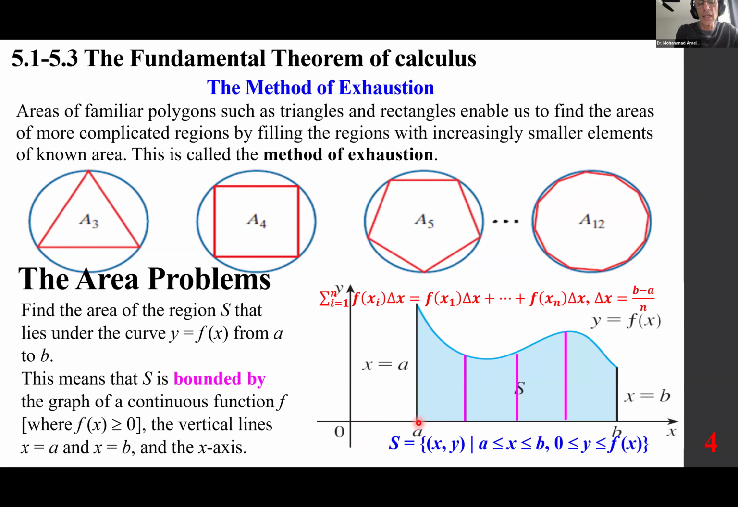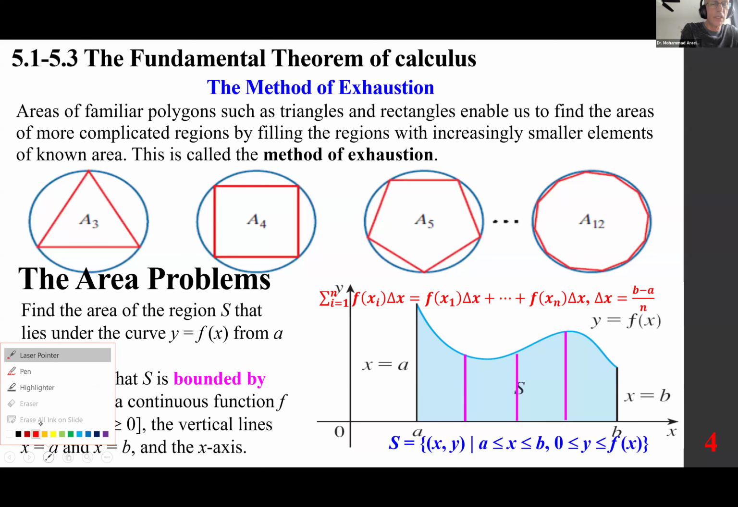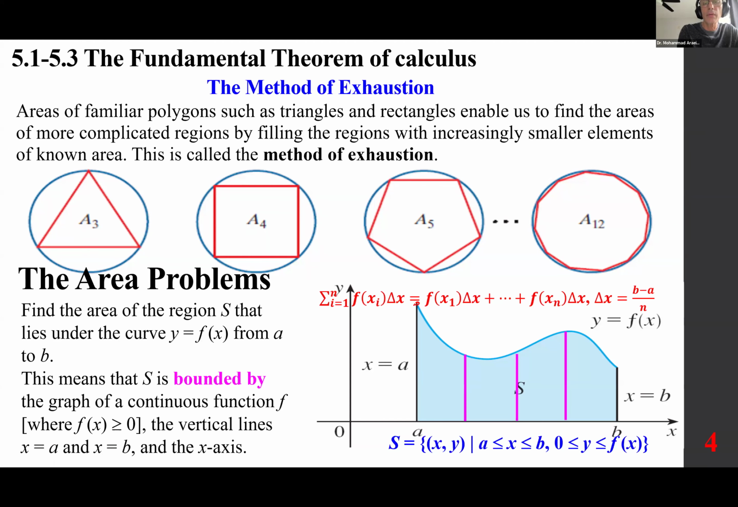If I look at the end points, the left end points, for example, the height for this rectangle would be this. For this rectangle would be this. For this rectangle would be this. And for this one would be this. So if I pick the left end points, I add those areas. How do I add them? The width times the height. This is f of a. This is f of the next point and so forth.